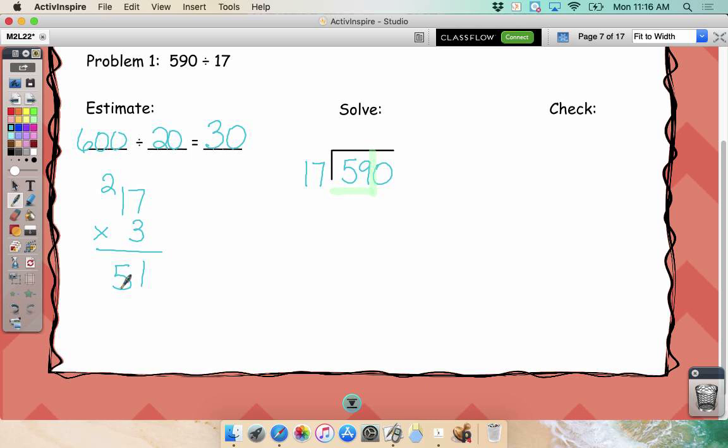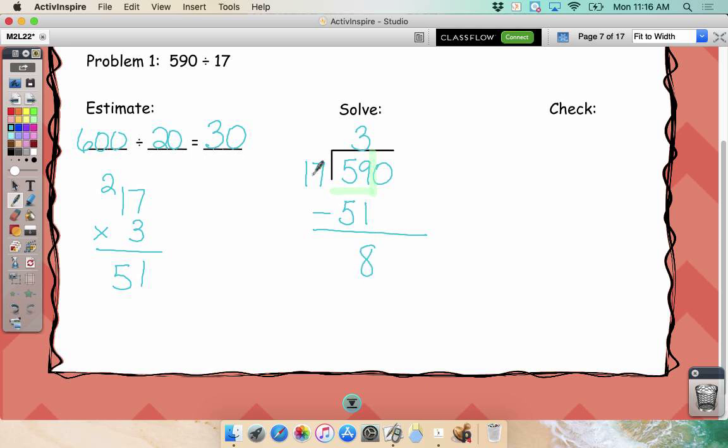So where do I write the 3? On top of the 9. And what do I write below 59? 51. And I'm calling this guess and check because sometimes we're right, and sometimes we have to try again like we did on the last one, when Max said he thought we should go up 1 because he thought we could fit another one in. So that's why I call it guess and check.